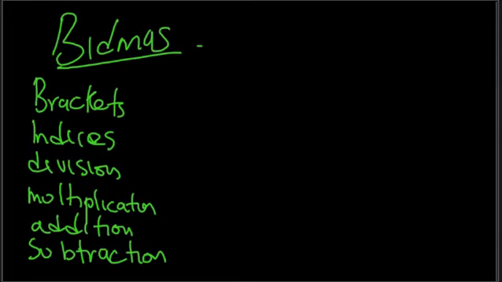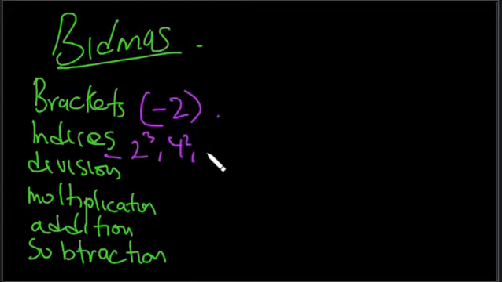Now some examples of brackets would be, say we had -2 inside brackets. Indices we know are 2 to the 3, 4 to the 2, 6 to the 7. We have here our base of the number. Here we have our indice. Plural would be indices. We have division, multiplication, addition, and subtraction.